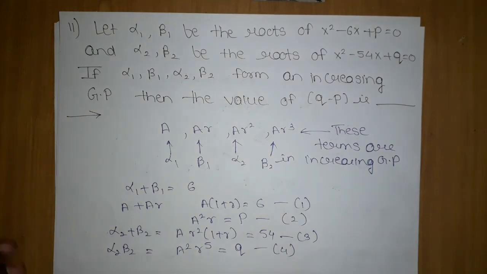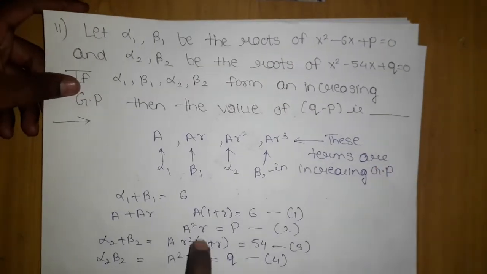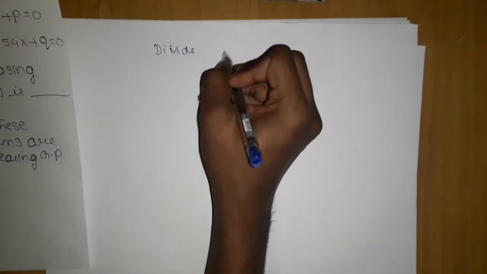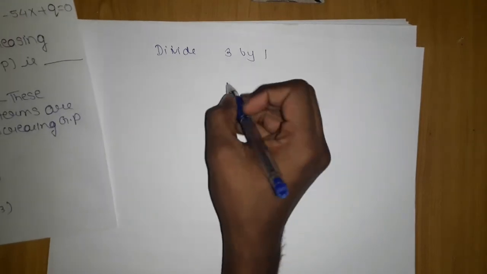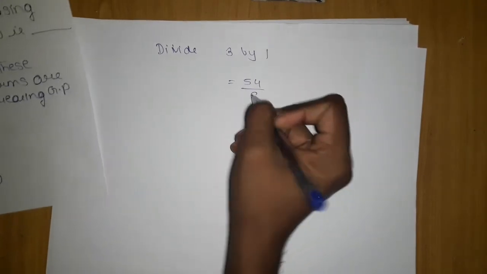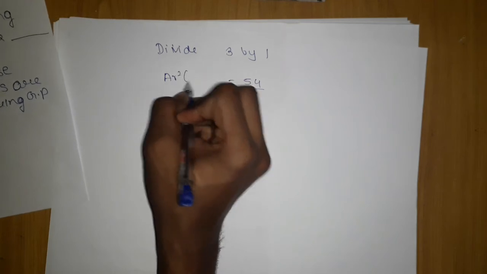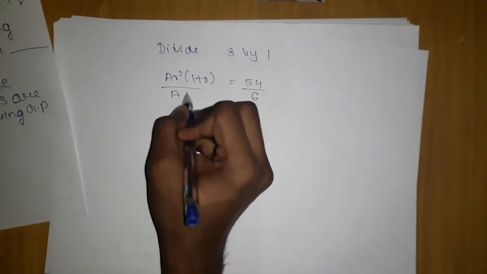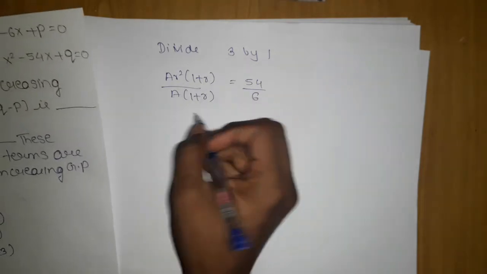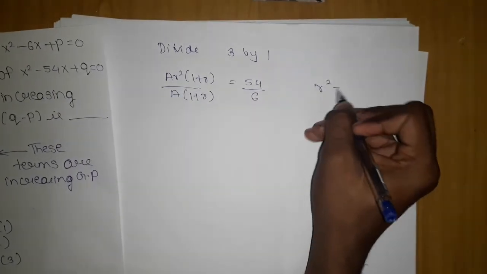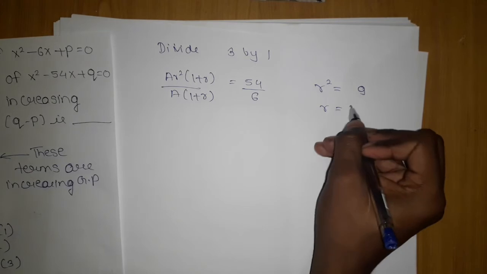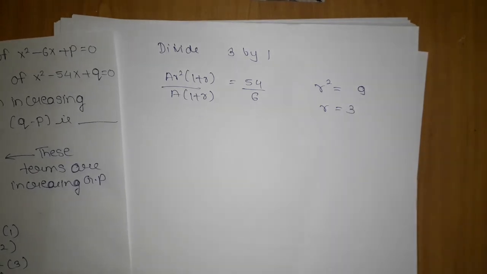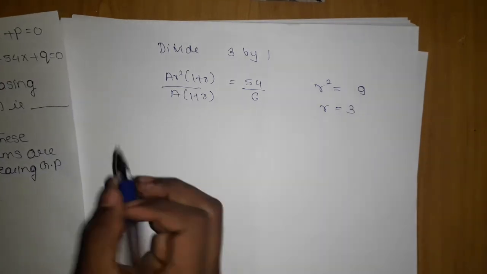Now what can we do? Let's do one thing: divide, because we can directly get r from this. Equations 1 and 3, so divide 3 by 1. What are we getting? 54 by 6, ar square into 1 plus r upon a into 1 plus r. These two will nullify, which will give us r square should be 9, so r should be equal to 3, because 9 is 3 square. So we got r.